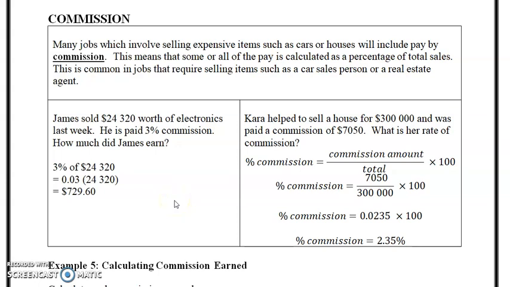Hello everybody, welcome back. Today we're finishing off salary, commission, and piecework. We're going to be looking at commission and piecework here.